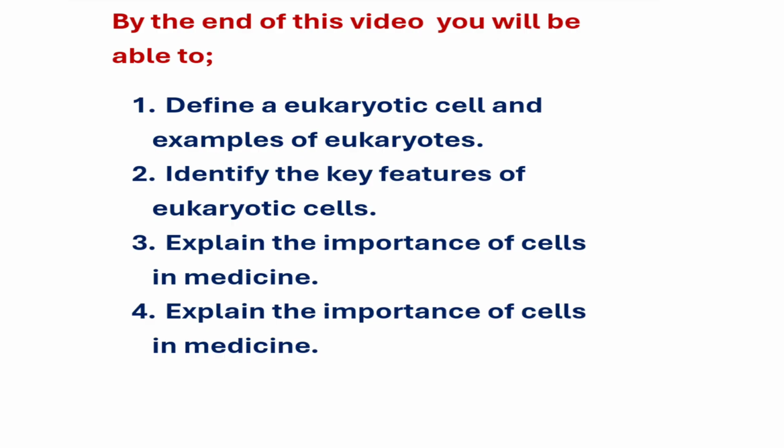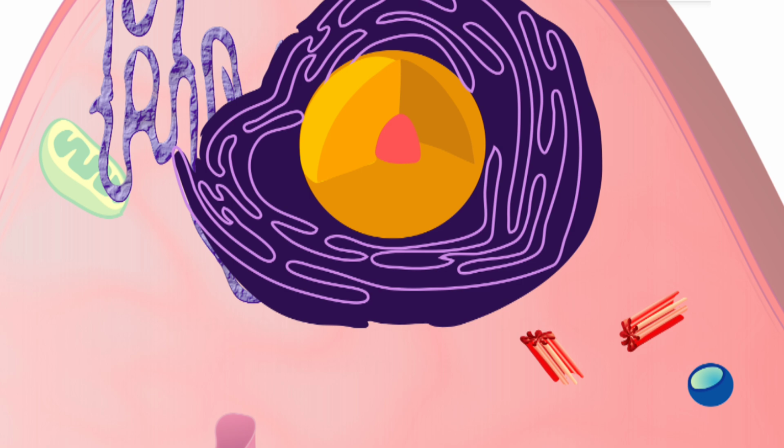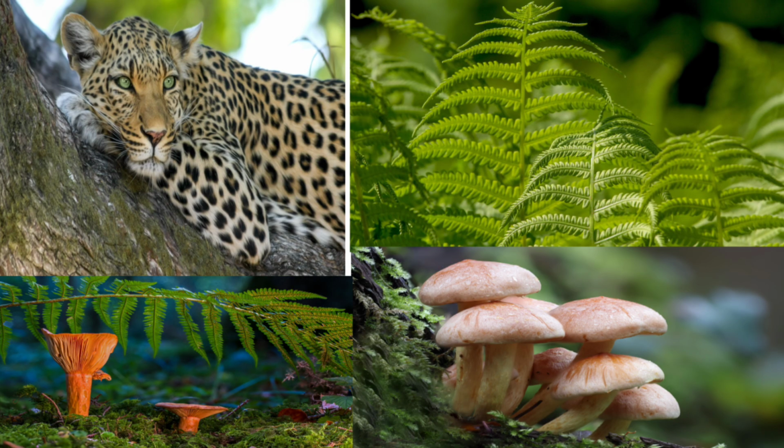To achieve all those outcomes, we first need a clear definition. So, what is a eukaryotic cell? Eukaryotic cells are cells which have a distinct nucleus, and their DNA material is bounded by a membrane. Eukaryotic comes from two words: eu means true and karyo means nucleus. Therefore, eukaryotic means true nucleus, accounting for the distinct nucleus in the definition. These cells are said to have evolved from prokaryotic cells, and organisms containing eukaryotic cells are called eukaryotes. Examples are plants, animals, and fungi.